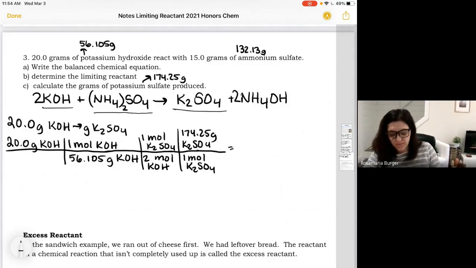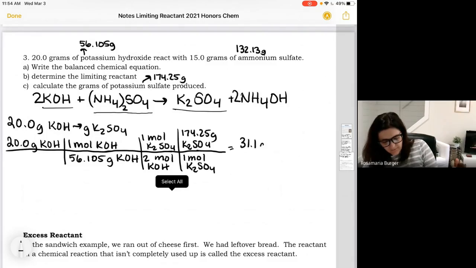So let's solve that out. We'll have 3 sig figs. 20.0 divided by 56.105 divided by 2 times 174.25. That gets me 31.1 grams of K2SO4.